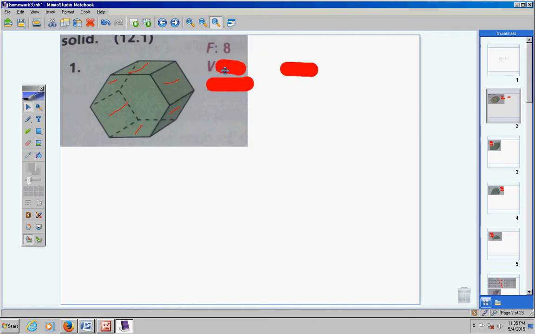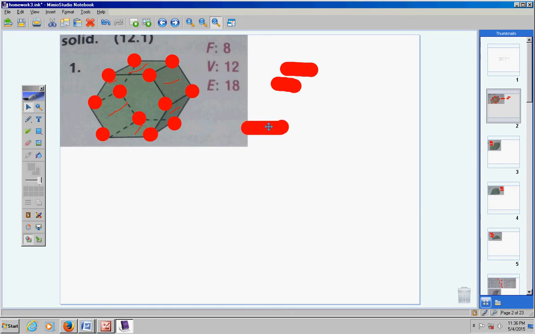Now, the vertices would be, watch carefully, 1, 2, 3, 4, 5, 6, 7, 8, 9, 10, 11, 12. There's the vertices, okay? So now remember, if you add these together, you get 20. The faces plus the vertices will always be 2 more than the edges, okay? So 8 plus 12 is 20. Take away 2 from that, and there must be 18 edges, alright?